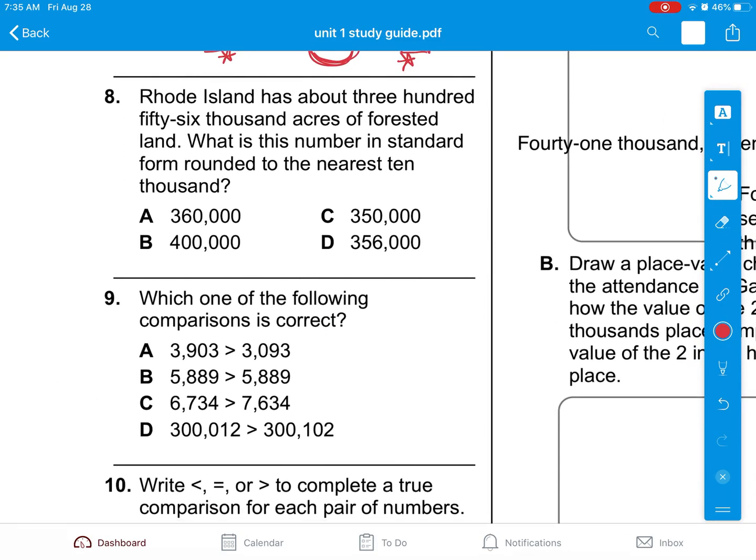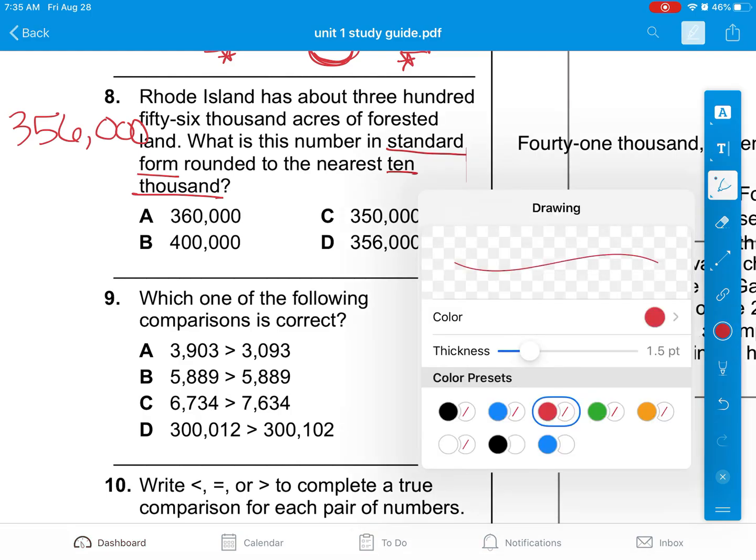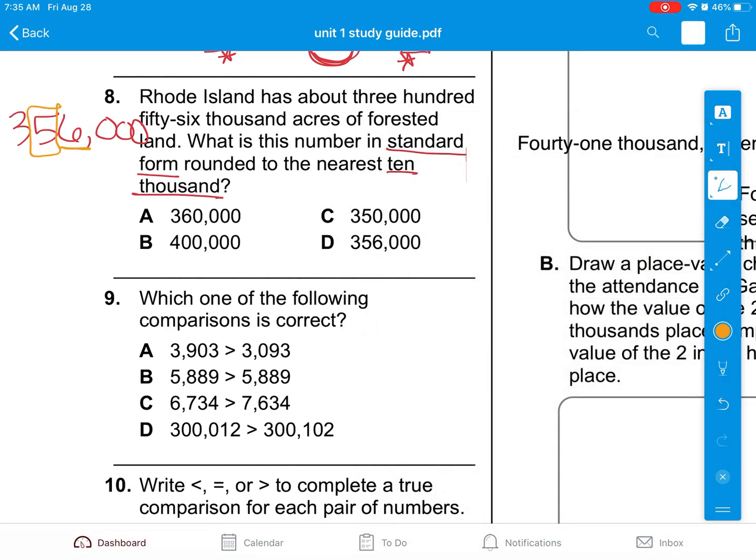Number 8. Rhode Island has about 356,000 acres of forested land. Forested land is just trees. What is the number in standard form, so the normal way, rounded to the nearest 10,000? So the number 356,000 rounded to the nearest 10,000. My 10,000 was a 5. I look at its neighbor, and the 6 tells me it's going to go up. So that would have been 360,000, or choice A.